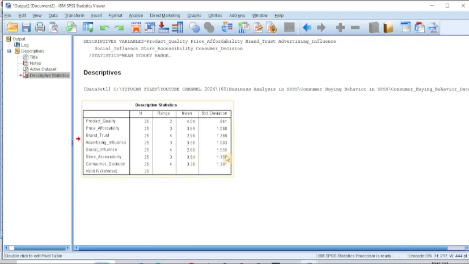The standard deviation is 1.150, and this is a high variability, similarly indicating strong individual differences in how much social factors matter. Consumer decision has a range of 4, which is a high rating, and a mean of 3.36, which falls between moderate and high, reflecting that overall, consumers feel fairly confident and positive about the decisions they make. The standard deviation is 1.381, indicating a high variability in consumer decision based on individual differences.